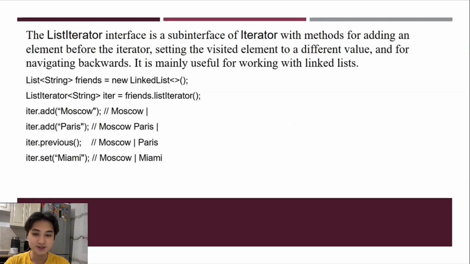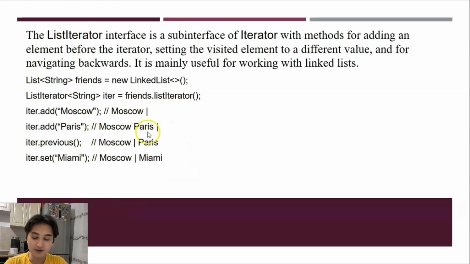The ListIterator interface is the sub-interface of Iterator with methods for adding an element before the iterator, setting the visited element to a different value, and for navigating backwards. It is mainly useful for working with linked lists. So we have an example here.